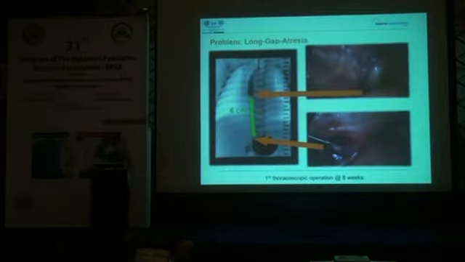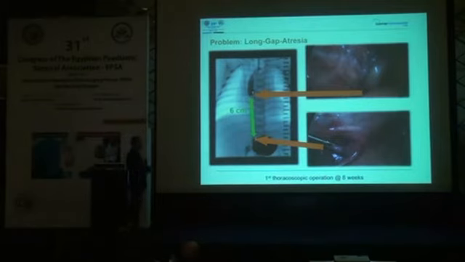So the problem is the long gap atresias. See here, this was the first picture of a child with a long gap with no fistula, 6 centimeters in distance.